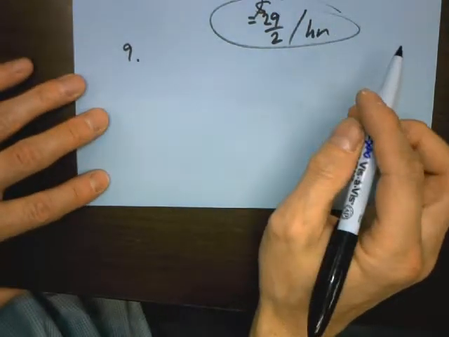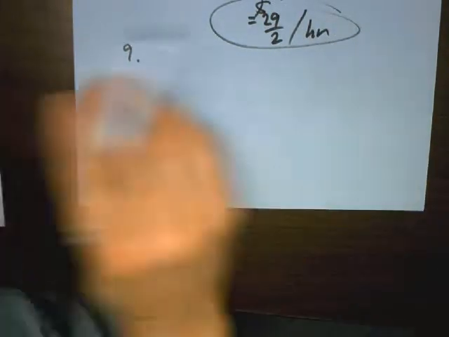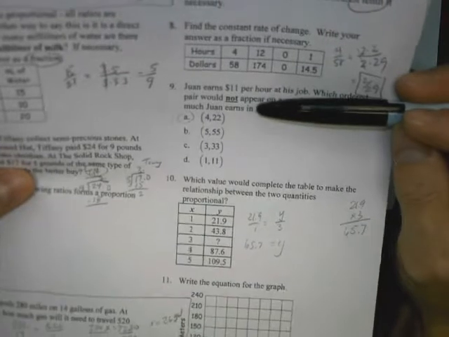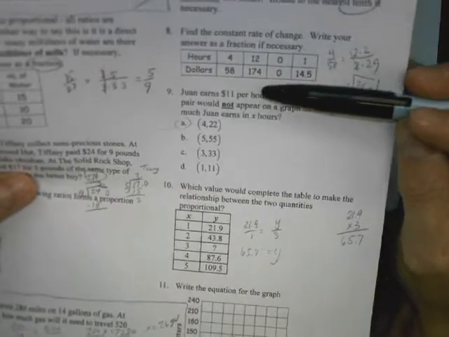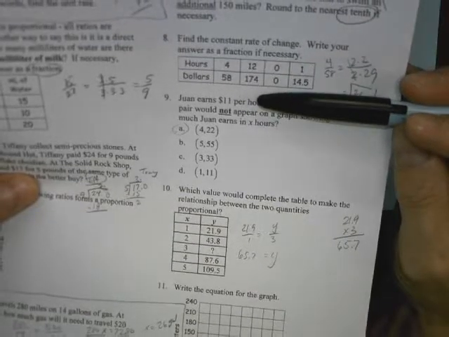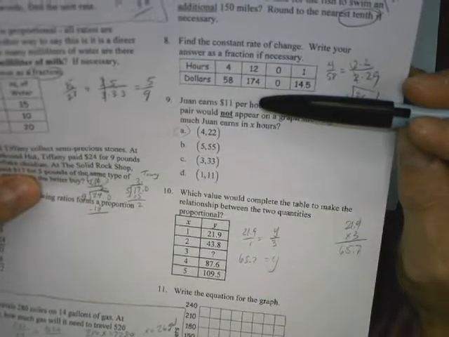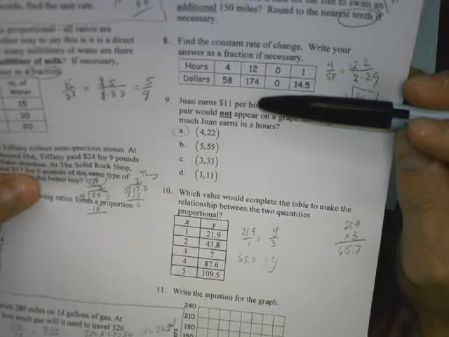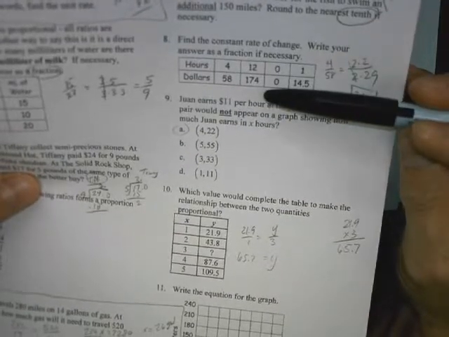So Juan earns $11 per hour at his job. Which ordered pair would not appear? So if we look at all these fractions here, if it's $11 per hour, where am I at? There we go. If it's $11 per hour, I want you to think about that. Per 1 hour, that's a unit rate. And if he's not working at all, he'd make no money. So this is proportional, right? 0, 0 means $0 for 0 hours. And it's the same constant rate of change.